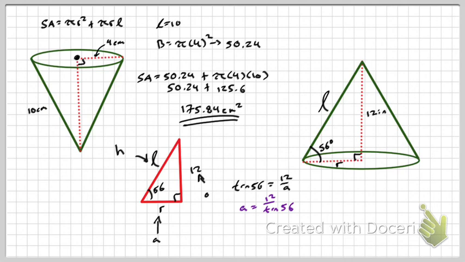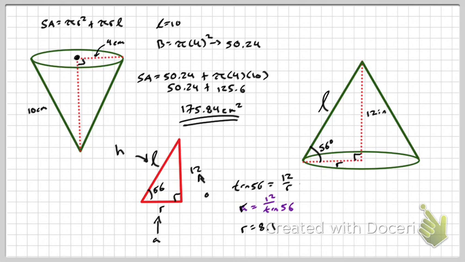Sorry, I shouldn't have put a. Technically, this is r, right? My fault. So r, our radius, is 8.1. I put a because I said that's the adjacent side, but I meant r. Okay, so let's go ahead and erase that. It should have been 12 over r.